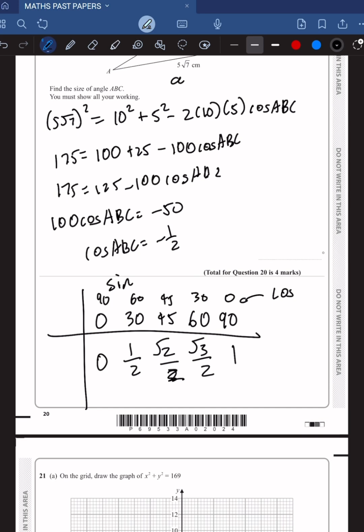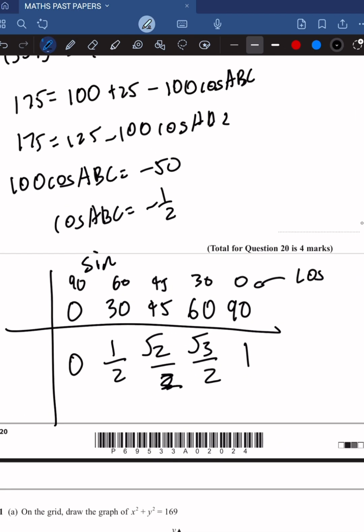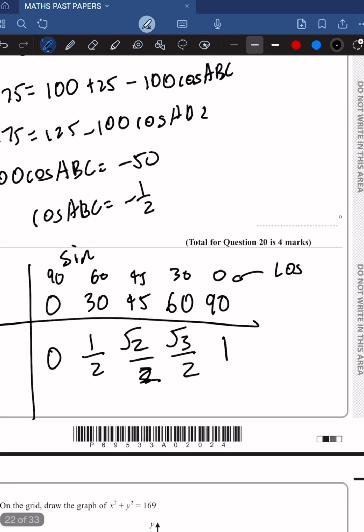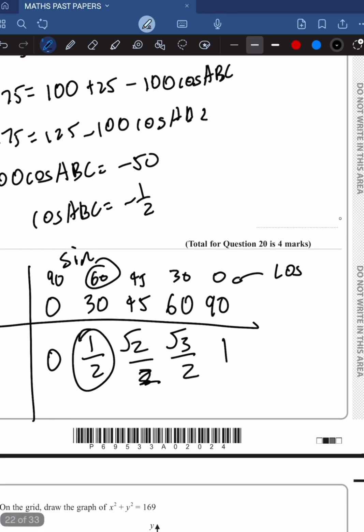Let me find cos half. So we know that because cos repeats every 360 degrees, half is the same thing as minus half in terms of the graph. So therefore, it's going to be 60 degrees.